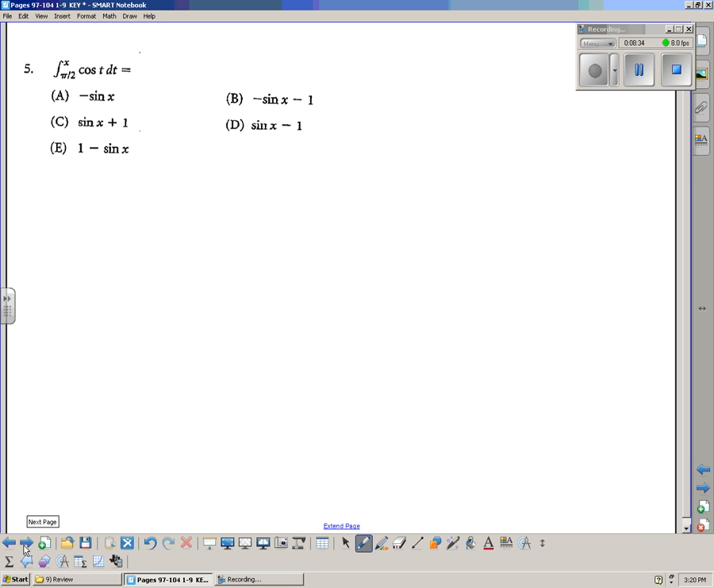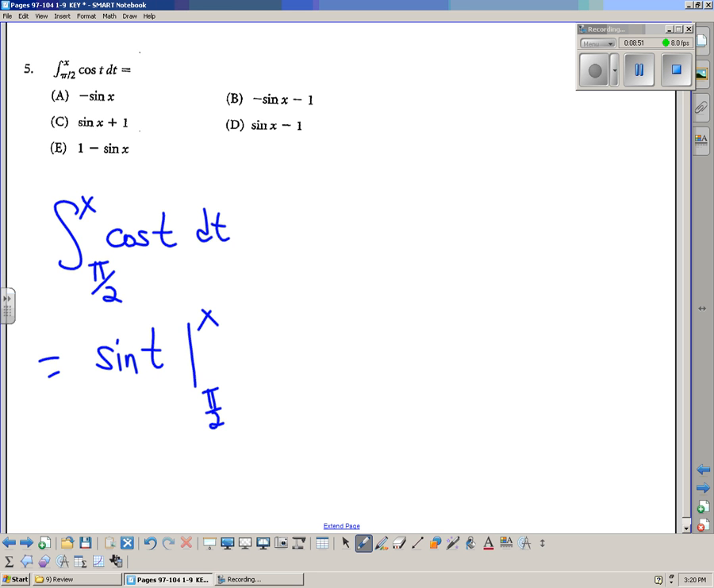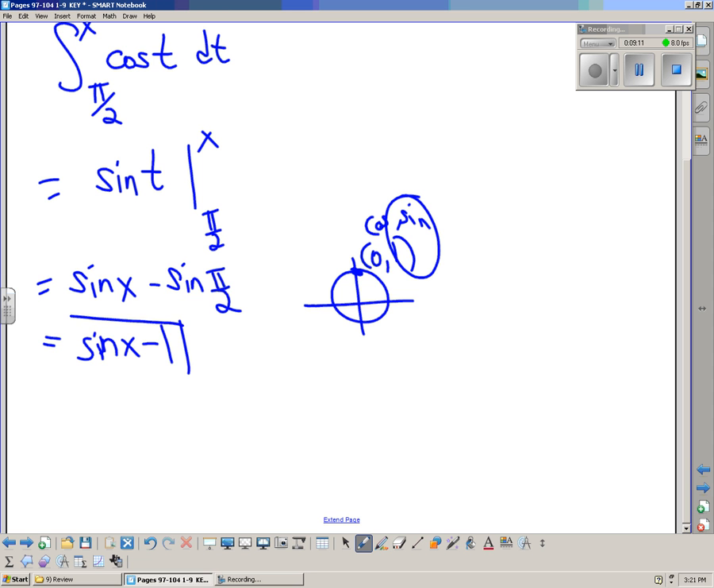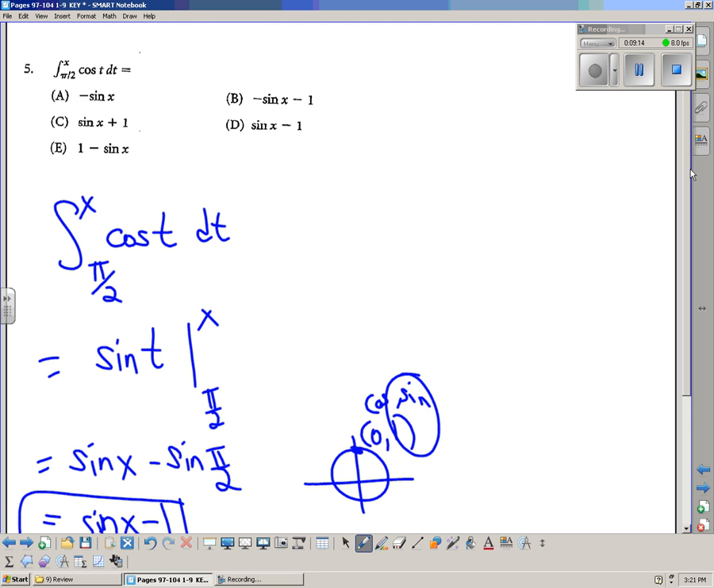Number 5, the integral from pi over 2 to x of cosine of t dt. I think we almost did this problem today when I was explaining one of the other questions. We need the antiderivative of cosine, which is sine of t. And we're going to evaluate that from pi over 2 to x. So this becomes sine of x minus sine of pi over 2. On the unit circle, pi over 2 is 90 degrees. Our unit circle point is 0, 1. It goes cosine, sine. So the sine of 90 degrees is 1. So we get sine of x minus 1, which is choice D.